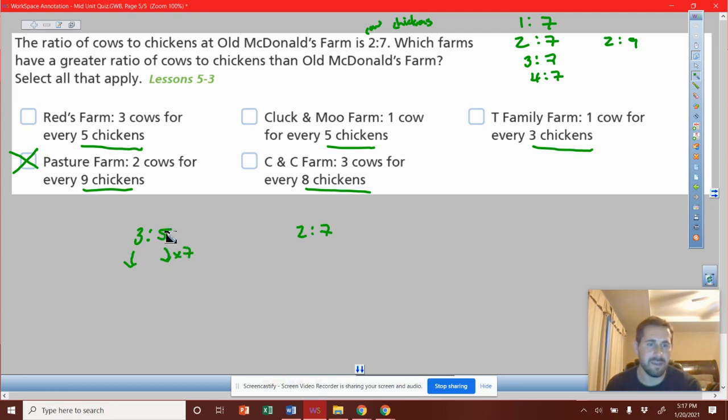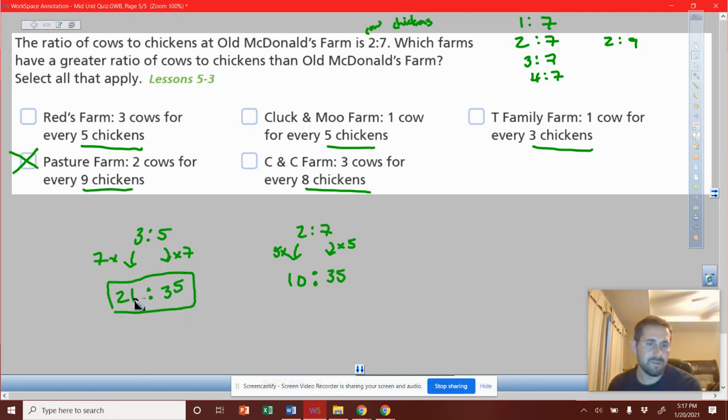And the reason I'm doing this is 5 times 7 will give me a 35. And then over here, I can expand it by 5 as well. So 7 times 5 is 35. So then I've got a denominator that is going to be the same. So 2 times 5 is 10. 3 times, we're multiplying by 7 here, is 21. So obviously this one is going to be a lot bigger. There's going to be 21 more cows relative to the chickens. So it's larger than our 2 to 7, or 10 to 35. So this one is good.